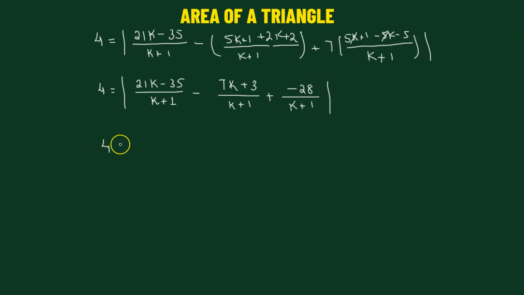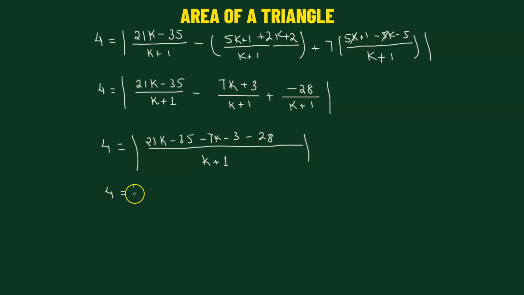So 4 will be equal to, now since all of them have the same denominator, we can combine them. So we have a common denominator k plus 1. In the numerator, now we have 21k minus 35, and we have negative of (7k plus 3), so we have negative 7k minus 3, minus 28. So that's going to give us 4 equals, so we have 21 minus 7, that's going to be 14k. Then we have negative 35 minus 3, so that's going to be negative 38, and negative 38 and negative 28 is going to give us negative 66. So we have (14k minus 66) divided by (k plus 1).